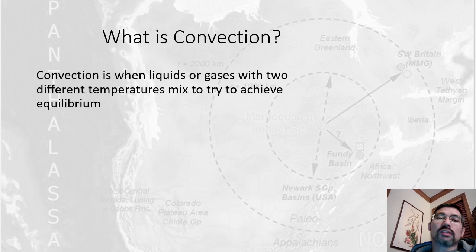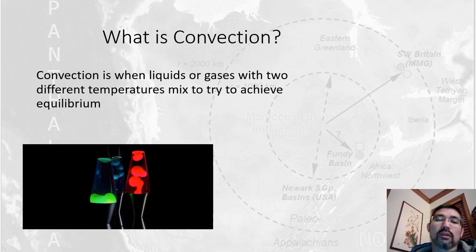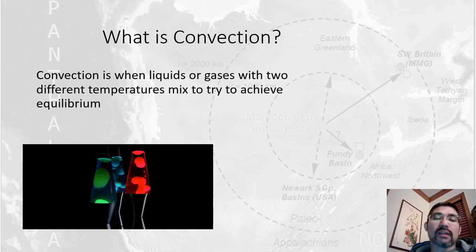And convection is simply when two liquids or gases with two different temperatures try to mix in order to achieve equilibrium. Here we have a picture of lava lamps, and you can see that at the bottom, this sort of plastic-like substance is heating up. As it gets hot, it rises, it goes up. As it goes up, it cools off. As it cools off, it drops down. And so this is a very simple form of convection.